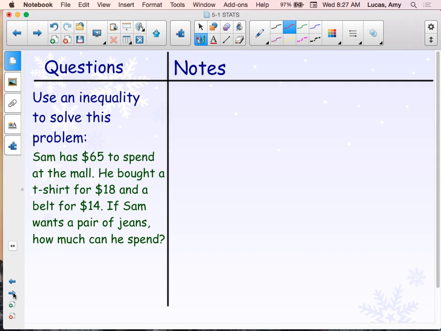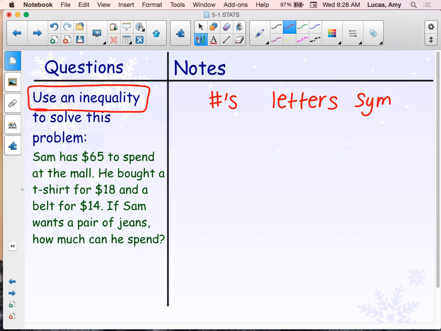Now, I know that you guys can look at the numbers and I'm pretty sure you can figure out what you want to do with the math, but it says use an inequality. So that means that we need numbers, we need letters, or a letter, like a variable, and we need symbols. So we need to use the numbers: we've got the 65, the 18, and the 14. We need a variable like x. That's what I mean by letter. And we need a symbol, like one of the symbols in our inequality. So think about how we put this together.